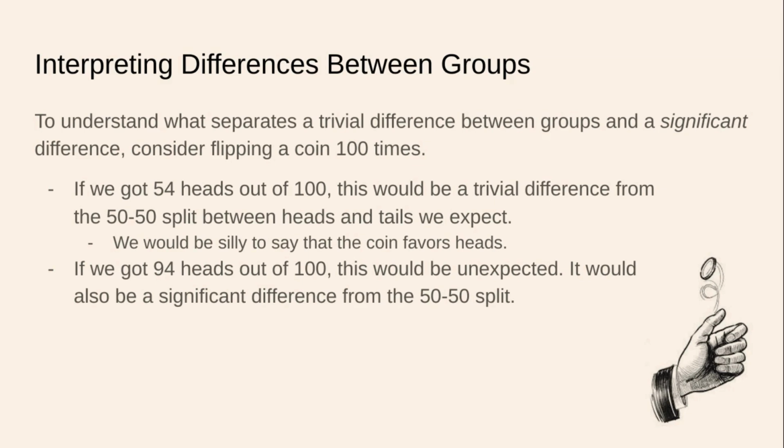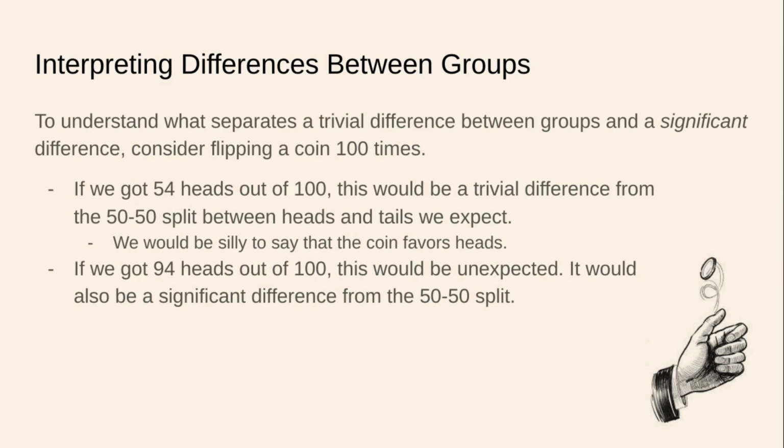And we'll be able to model this later in the year, how impossible that would be. If we got 94 heads out of 100, that would be very unexpected. It would also be a significant difference from the 50-50 split. So if our difference between what we expect and reality is small, then that's an expectable difference, all right?